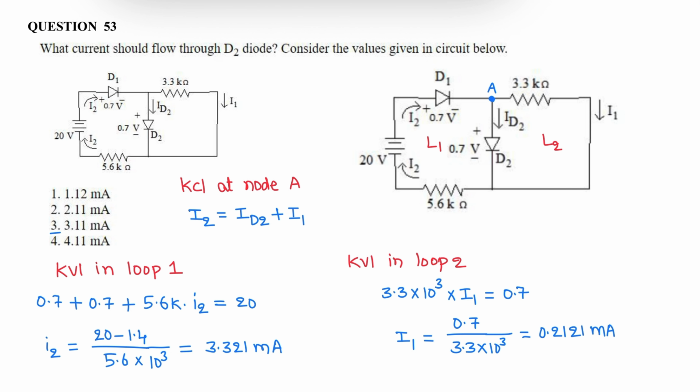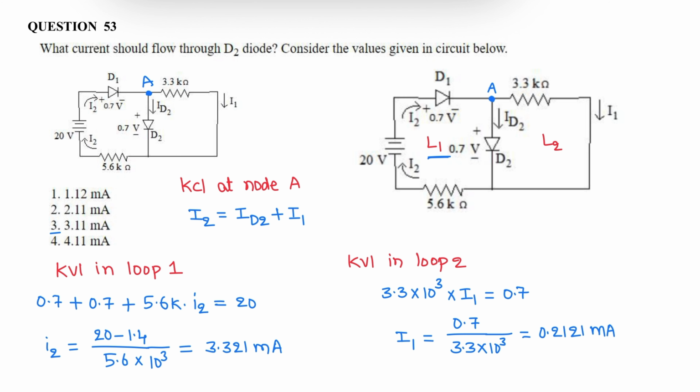Next question. Question number 53. What current should flow through the D2 diode? Consider the values given in the circuit below. And this is the circuit given. In this circuit, we need to calculate the ID2. Let us assume this point is node A, and this is loop L1 and loop L2.